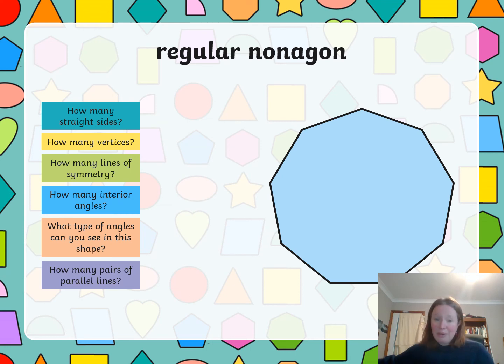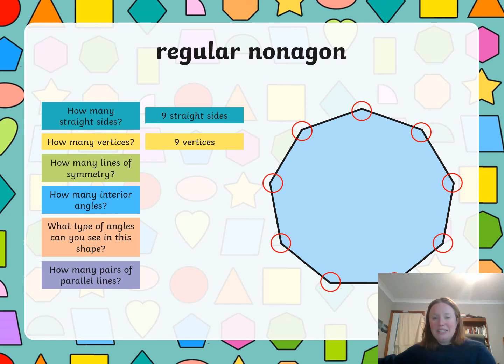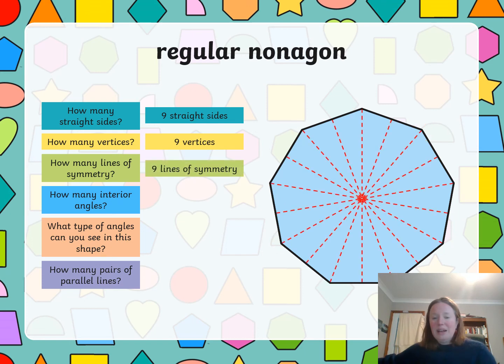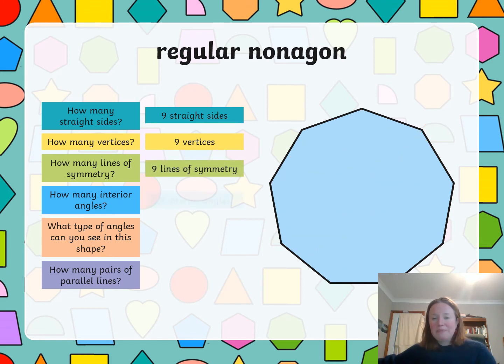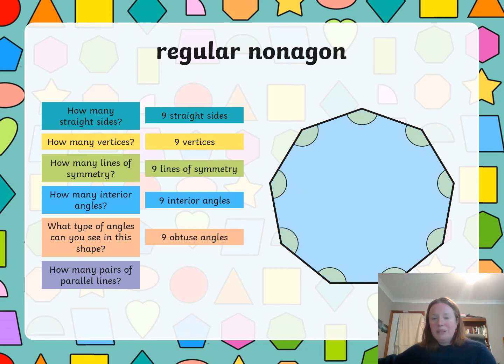Nonagon, again, we're going up by 1, so we must be at 9 straight sides now, 9 vertices, 9 lines of symmetry, 9 interior angles, 9 obtuse angles, and 0 pairs of parallel lines on a nonagon.